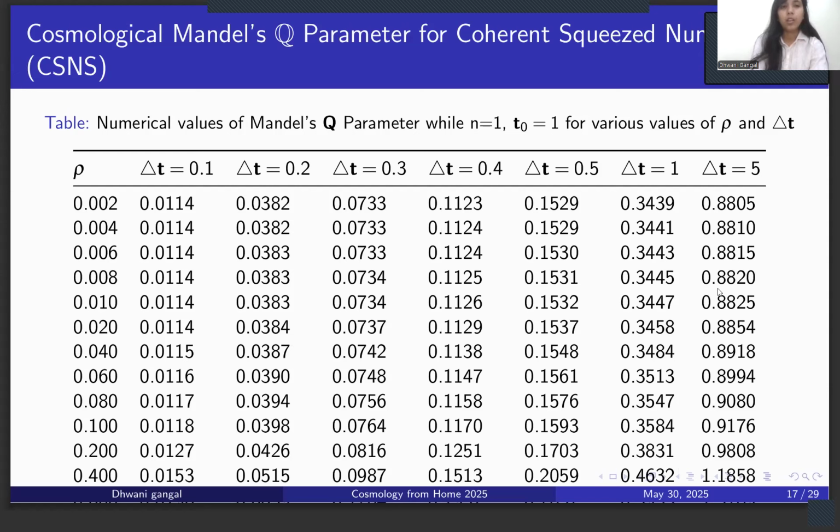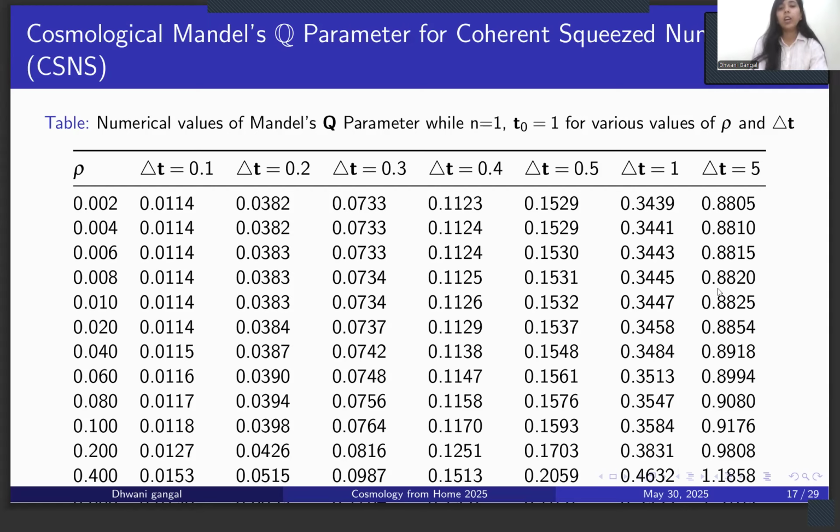Before that, I want to show you the tables and the variations with the values of rho, that is the squeezing parameter. If we change the values of rho, rho can take any value less than 0 or greater than 0, and we vary the parameter delta t. Delta t can be anything, but we are ranging it from 0.1 to 5.